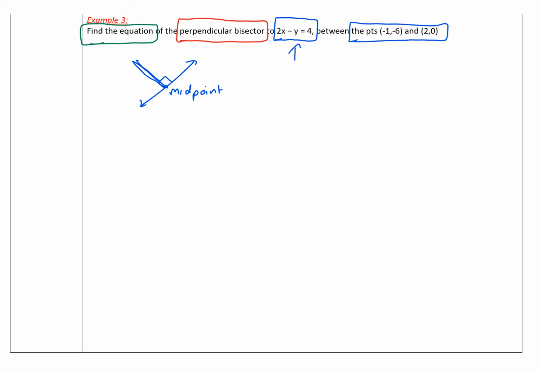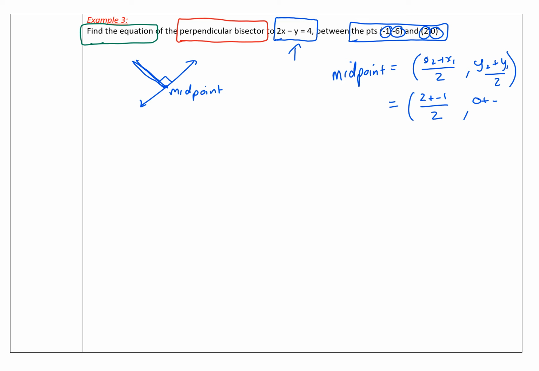So let's find out, what does it pass through? Well, if I had my midpoint formula, I know x2 plus x1 on 2 and y2 plus y1 on 2. So that would be 2 plus negative 1 on 2 and 0 plus negative 6 on 2. And so the line passes through the point 1/2 and negative 3. So that's one bit of information I need.